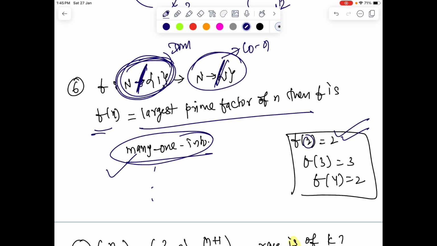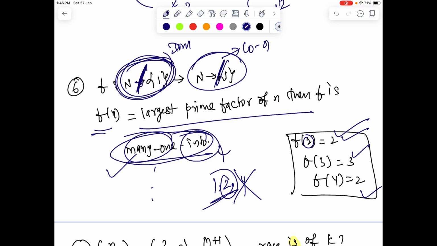So f of 2 is the largest prime factor of 2, which is 2. F of 3 is the largest prime factor of 3, which is 3. F of 4 is the largest prime factor of 4. So the prime factors of 4 is just 2. Right? 4 is not a prime number, it's a composite number. So the largest is 2. So clearly f is a many-one function. Again, you can see that all the values will not come into the picture. So hence it's into, because we will not get 1.